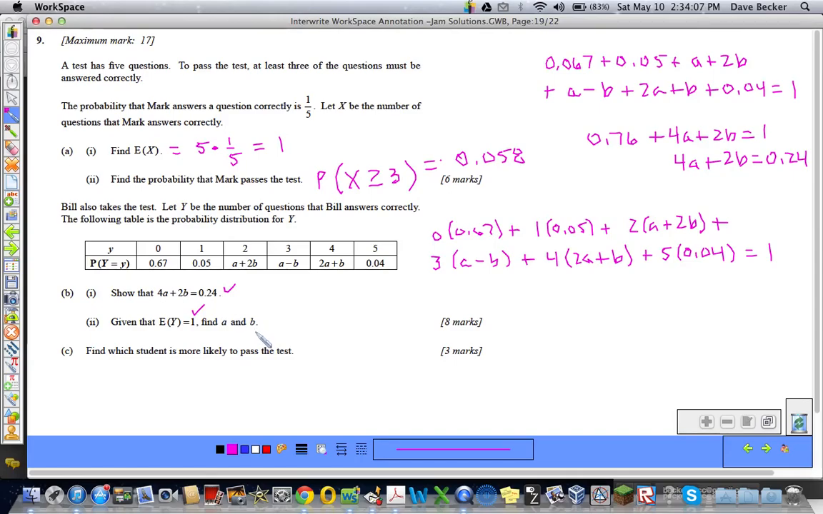And if we clean that up, I believe we get 13a plus 5b equals 0.75. And we also know that 4a plus 2b equals 0.24. So that's just a system of equations that we can solve, and we get a equal to 0.05 and b equal to 0.02.